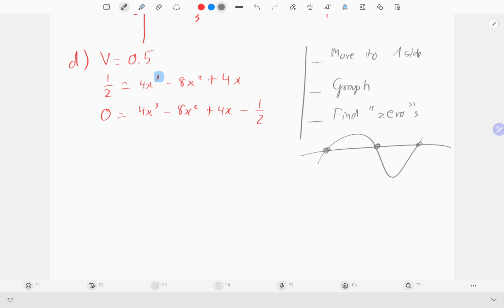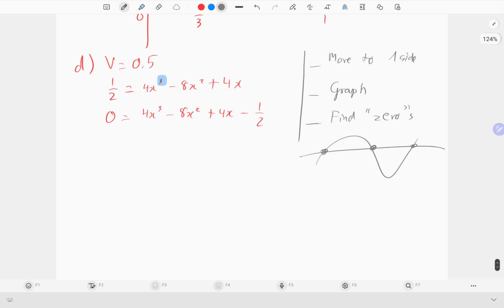Zero. Because I moved the half over. If you didn't move it over, then you would have to draw an extra line. Right? So y equals 0.5 and find the intersection. So that's why I move everything to one side to make it easier, equals 0, and then you graph it and find zeros, which is the basic function in the calculator.